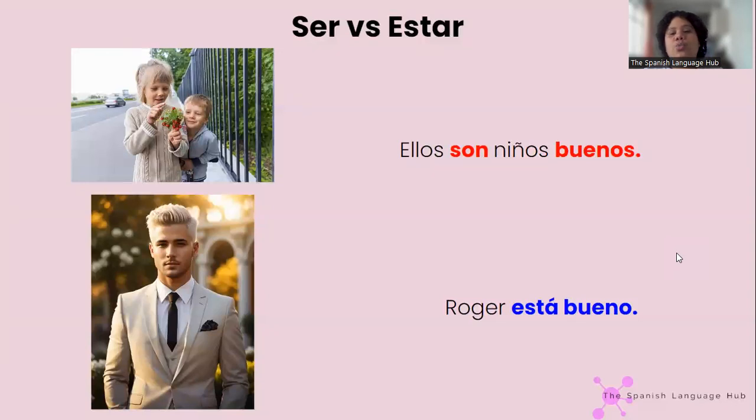Ahora, ellos son niños buenos y Roger está bueno. So, ellos son niños buenos is saying that they are good kids, meaning they have good manners, they are polite, they are nice kids, in general, right? But when I say Roger está bueno, it means that he's handsome, right? This is hot, actually. You say Roger está bueno, you say that he's hot, he's handsome, he's attractive, all right?